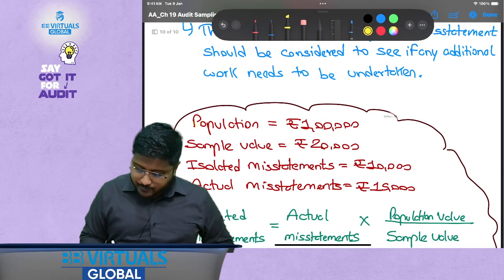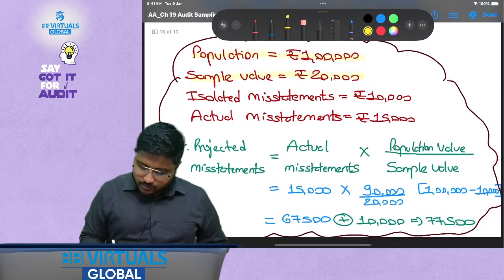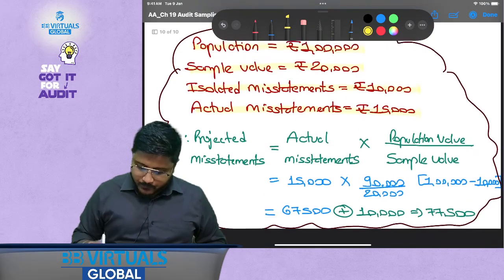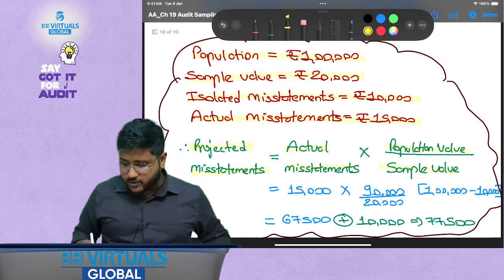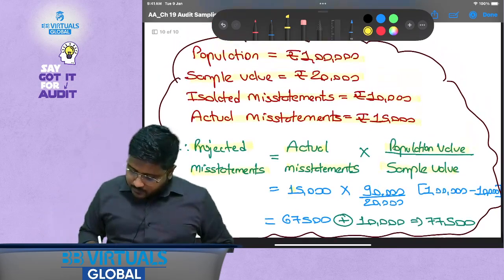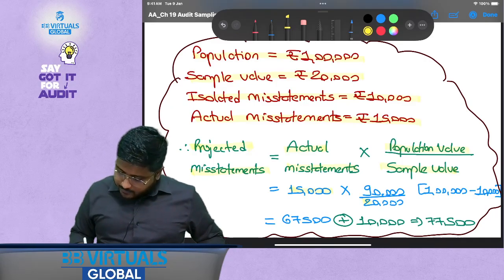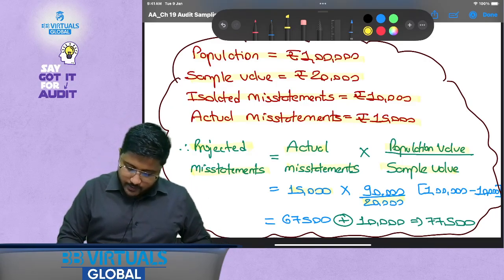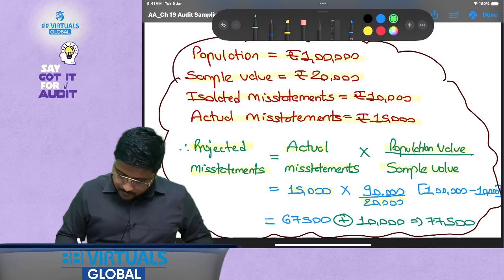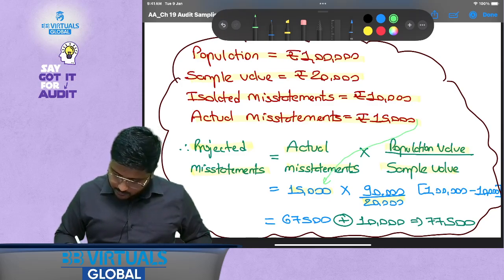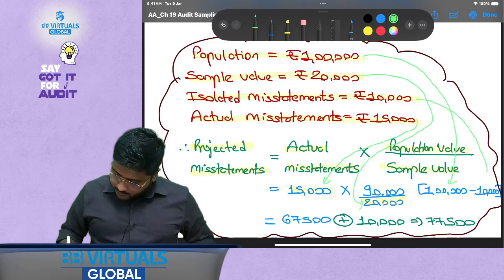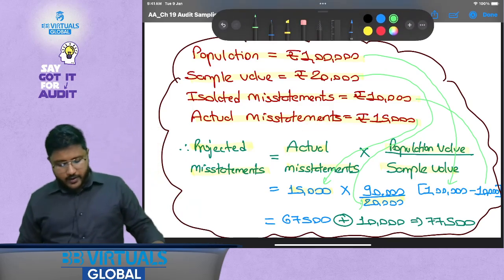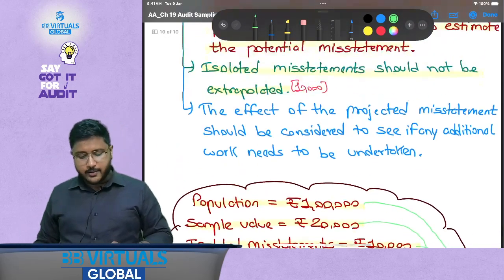Let's discuss one more example. Population is 1 lakh, sample value 20,000, isolated misstatement 10,000, actual misstatement 15,000. Projected misstatements are actual misstatements divided by sample value into population value. Exactly what we have done. Actual misstatement 15,000 divided by 20,000, because this is the value that we have derived. This 15,000 is the actual misstatements, this 20,000 is the sample, this 90,000 is determined from the 1 lakh, and 10,000 from the isolated. That is how 67,500 plus 10,000, 77,500, is the misstatement.